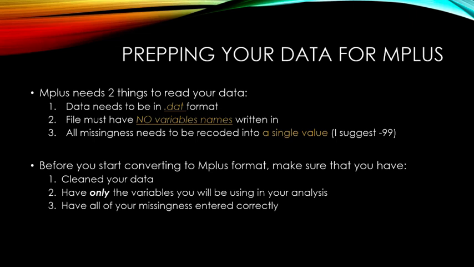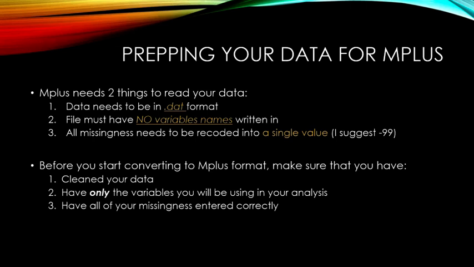The third thing that you need to do, and this just makes everything easier, is have all of your missingness coded into a single value. Sometimes in SPSS, it'll actually code missingness as a blank value. M+ can't handle blanks or the dots. So you just change it into a single value, and this is pretty simple. And I'm going to show you how to do that.